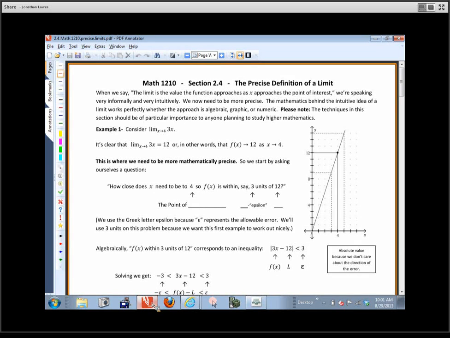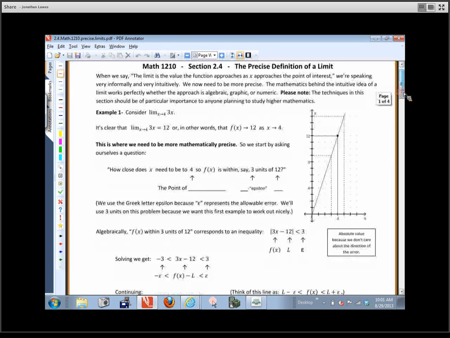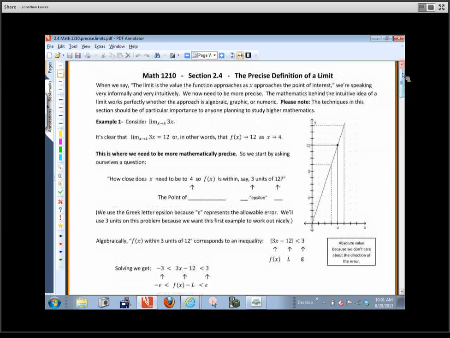All right. So this section is an interesting one. They actually didn't do too much of this when they taught this course out of different books. The last couple of books that they've chosen, they've tried to emphasize this a little bit more. But this is the precise definition of a limit. And anybody that's interested in going on into higher mathematics, getting a degree in math or something like that, this should be of particular interest and something that you should spend some time getting used to.